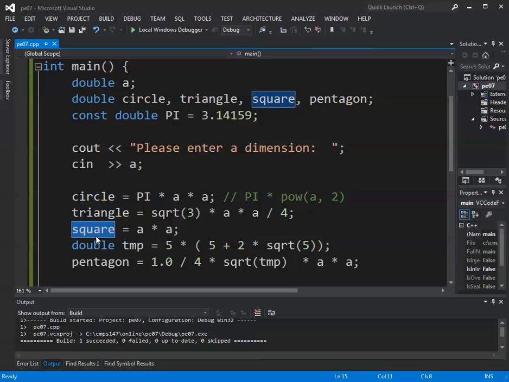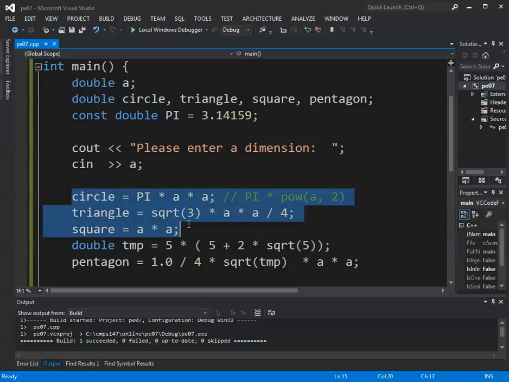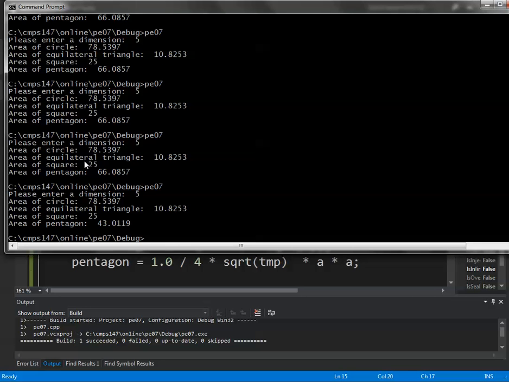Very easily, if I was not really testing all that much, I might start to get lulled into the belief that I'm not going to make a mistake. If I look at the area of a pentagon with a dimension of 5, 66.0857, unless I've been taking an enormous amount of geometry classes, that seems relatively right to me. There's nothing that seems alarming about that 66.08.